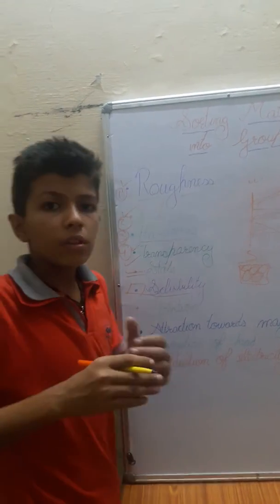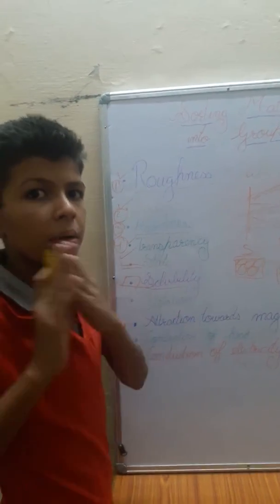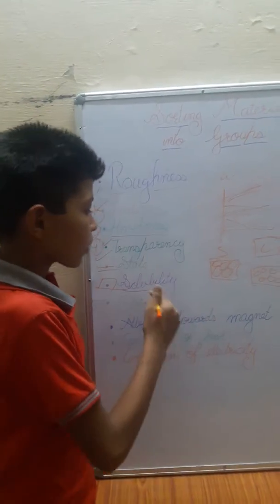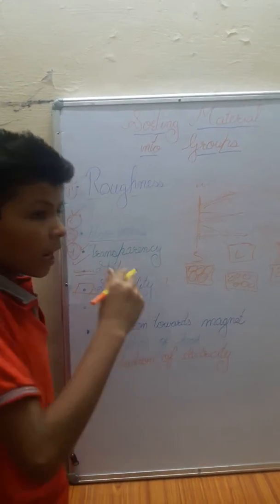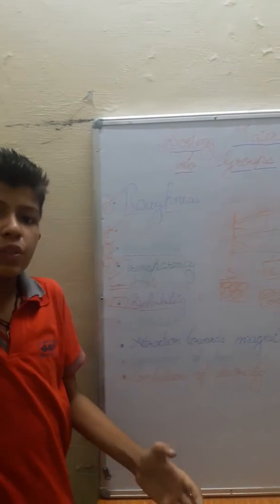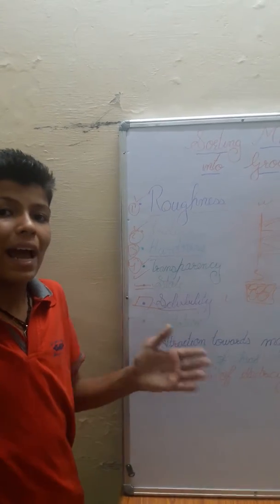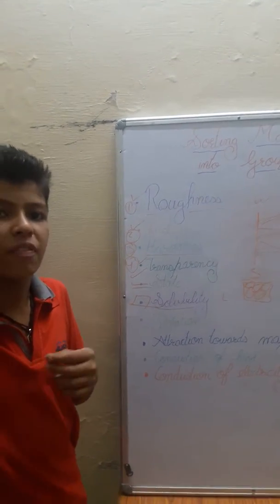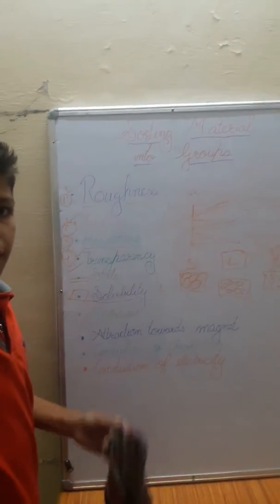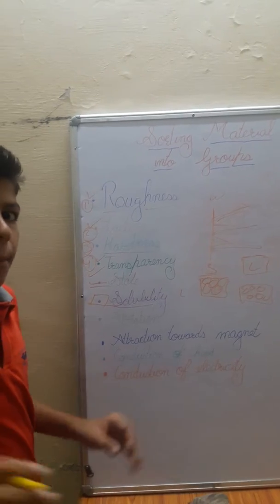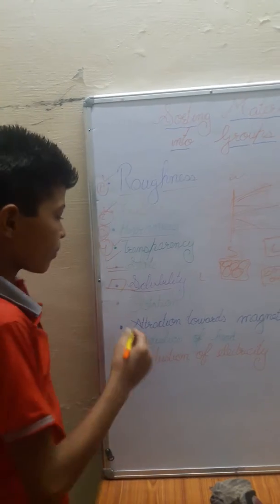Solubility. The liquids which can be dissolved in liquids are known as miscible. Example, lime water, honey, etc. And liquids which are not soluble in water are known as immiscible. Example, kerosene and coconut oil, etc. Because they do not mix but they float on water.